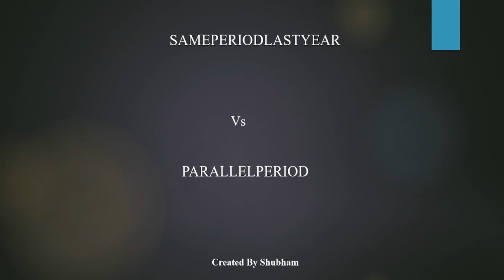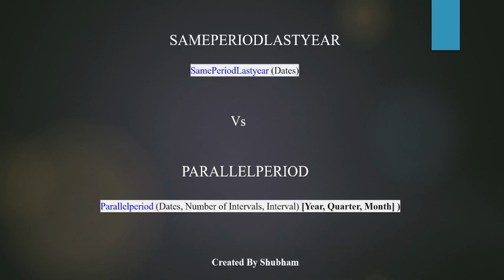So let's look at the syntax of PARALLELPERIOD and SAMEPERIODLASTYEAR. Here is the syntax. We have only one parameter under SAMEPERIODLASTYEAR, which is dates. And for the PARALLELPERIOD function, you already know the parameters: dates, number of intervals, and under interval we have year, quarter and month.